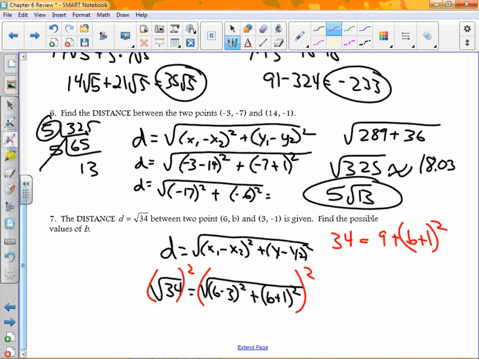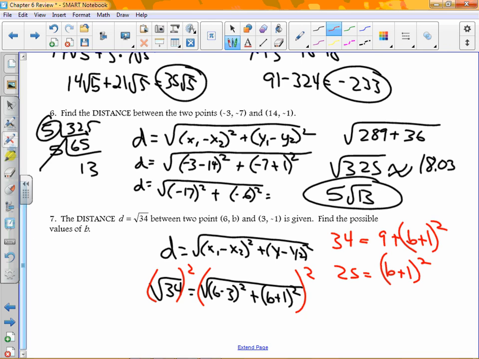Again, where did the square roots go? It went away because I squared it. So now subtract 9. What's 34 minus 9? So 25 equals b plus 1 squared.